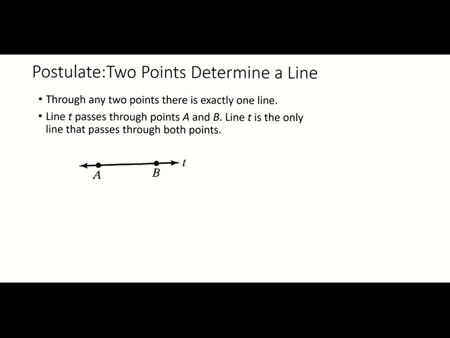So the first postulate we're going to talk about is that two points determine a line. So between any two points, there is always exactly one line. Here we have points A and B, and through A and B, there's exactly one line that you can draw to connect those two points, and it makes line T. So through any two points, there's always exactly one line that can be drawn.